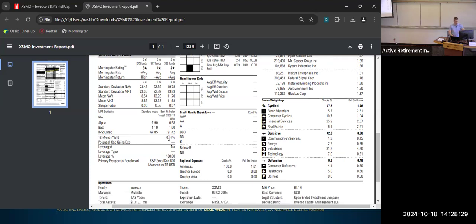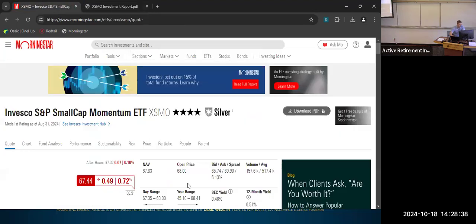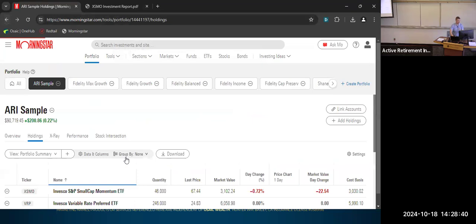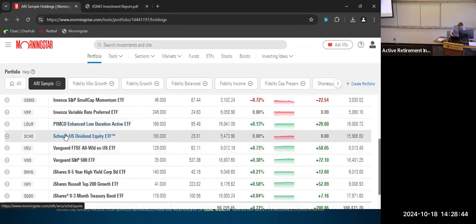We could see the 12-month yield, which actually does show on here as 0.51%. Not going to be using this as a dividend fund, that's for sure. Now let's look at another one. We can look at possibly this one here.